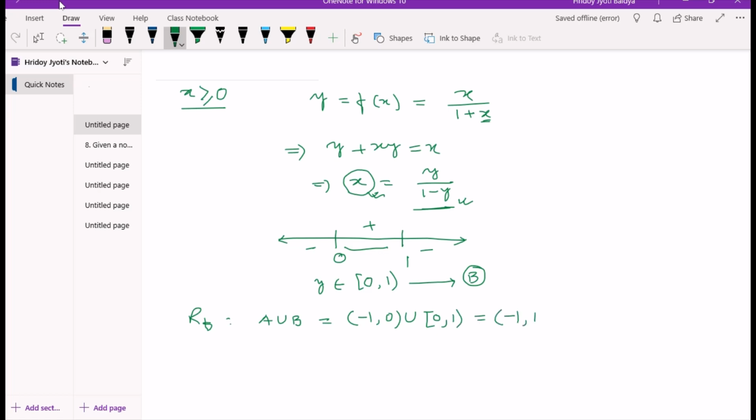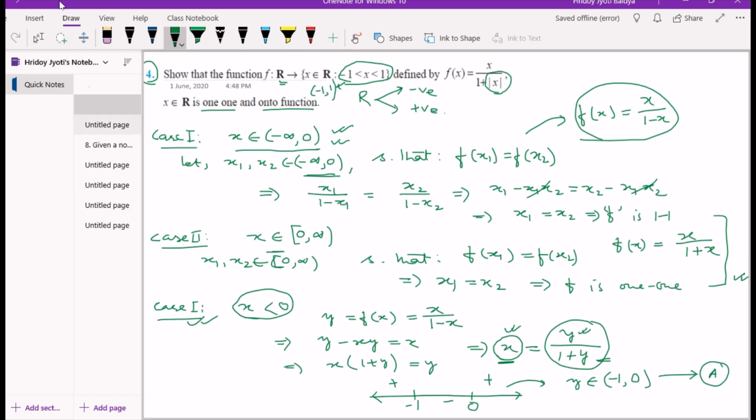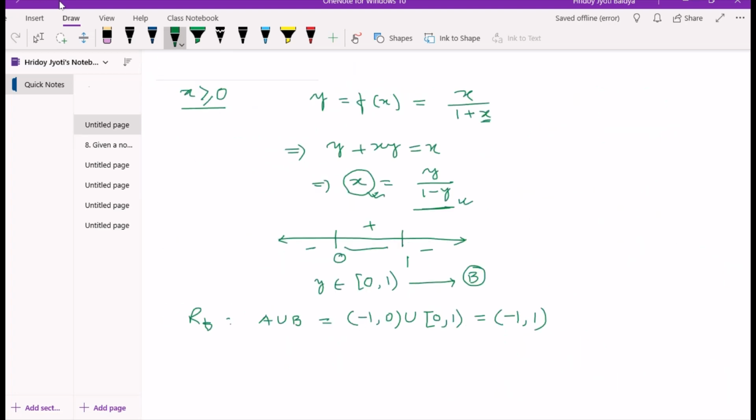Now we have to check whether it is equal to the given codomain or not, right? The codomain was this. You see, this is nothing but the open interval -1 to 1. So we have got the range as (-1, 1), which is exactly equal to the given codomain. So this will prove that f is onto. So this is the solution to the problem.